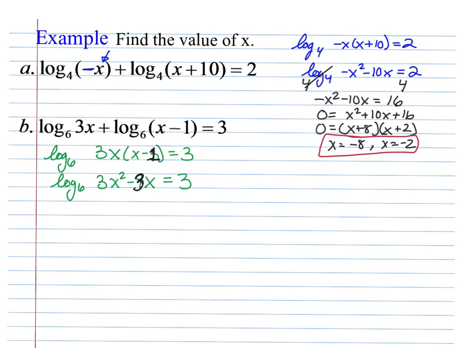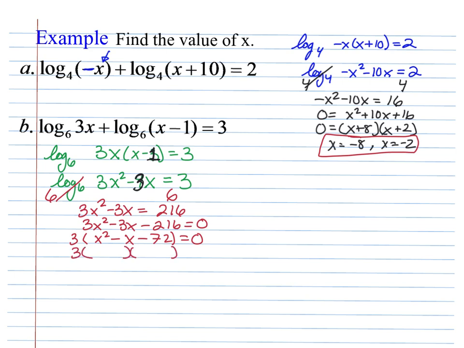Sorry about that. I'm going to raise it to the power of 6 because I want to get rid of the log. So now I'm going to have 3x squared minus 3x. And 6 to the third power is 216. I'm going to make that all equal to 0 so I can solve it. So we have 3x squared minus 3x minus 216. I believe they're all divisible by 3, so I'm going to factor out a 3, so it makes it easier for me to factor. So that should be x squared minus x minus 72 is equal to 0.